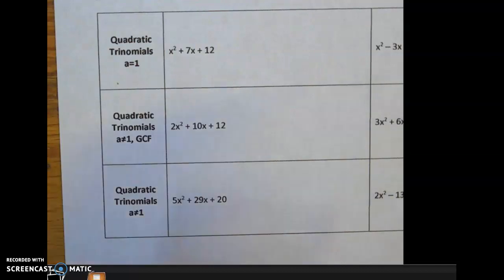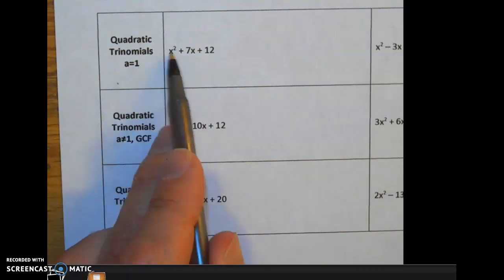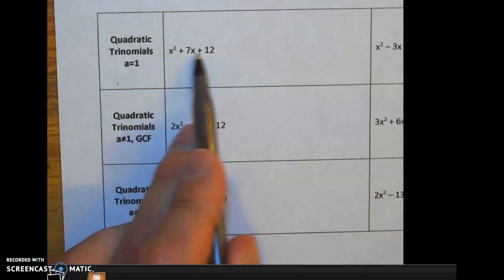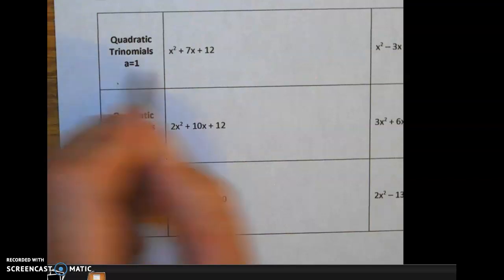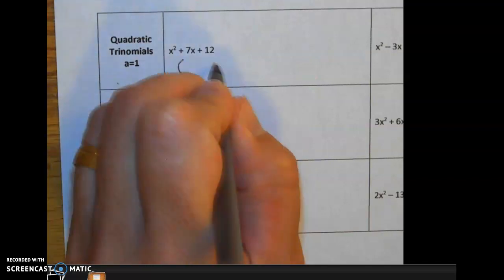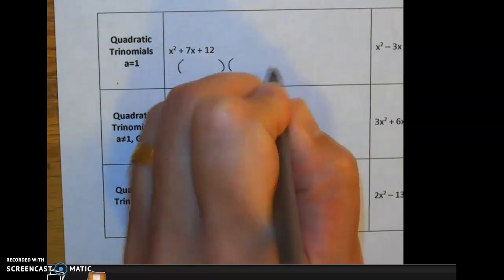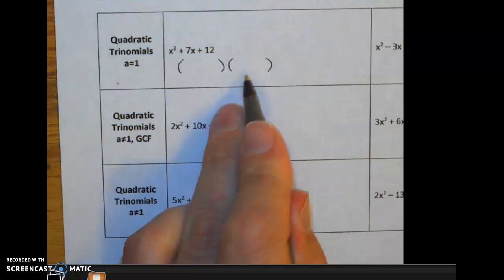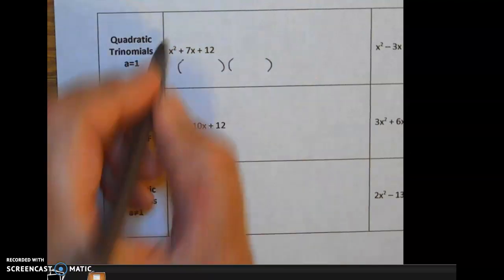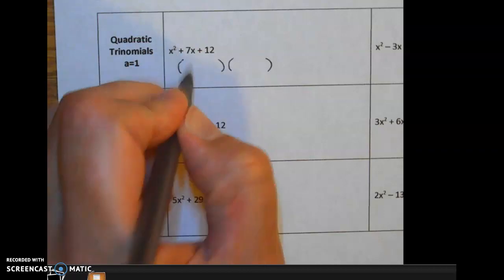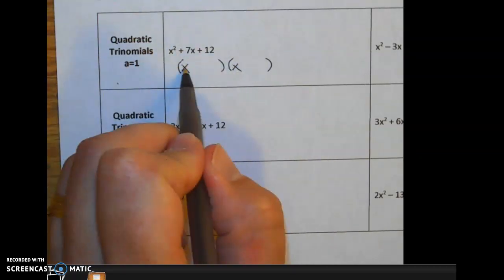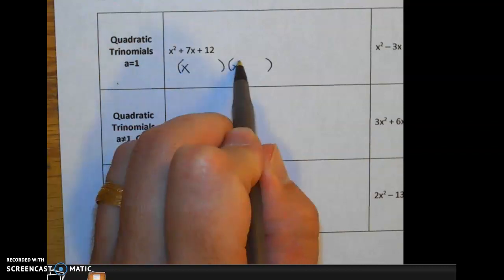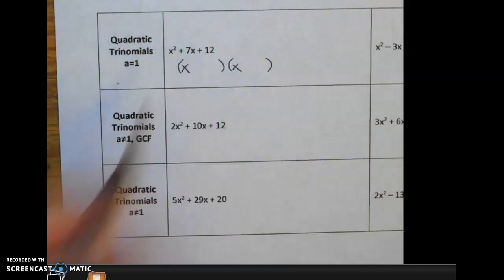So this is basically a lot of review and a little bit new at the same time. So when you have an a value of 1, notice it's in standard form. When the a value is 1, we can go ahead and start by writing down our two parentheses, which represent our two factors. And then we can break x squared into x times x. Remember, when you multiply, you add the exponent. So x times x is x squared.